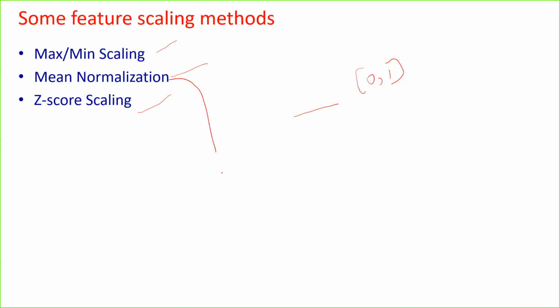Mean normalization subtracts the mean value of that column and divides by the standard deviation. This is what mean normalization is doing, right? All right, so that is about feature scaling. Have you understood what feature scaling is and what the importance of it is? Why we have to do feature scaling? These two points.